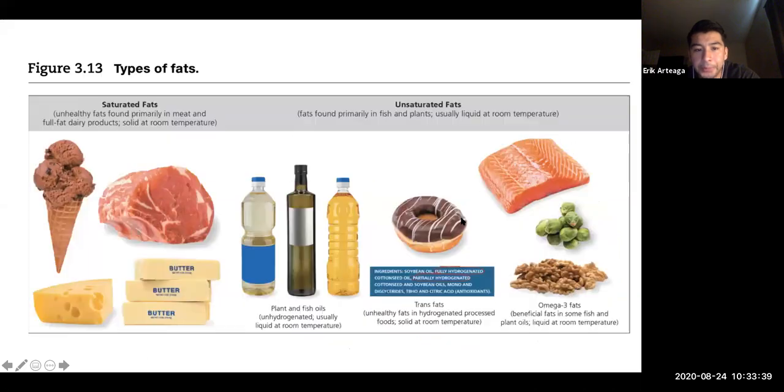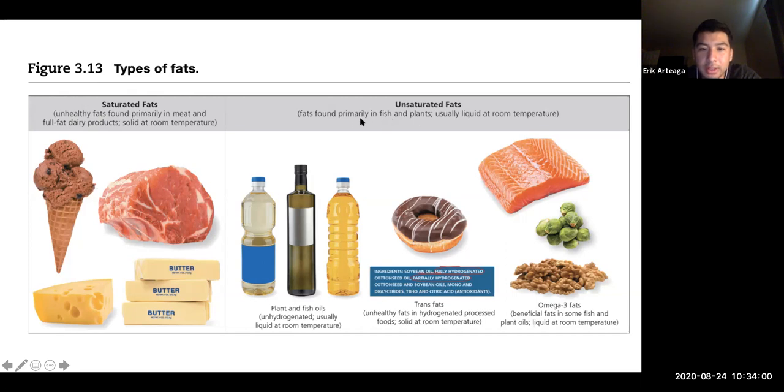Yeah. So here we have saturated fats, right? These are typically the unhealthy fats, but these are the good, like, tasting fats. So you have it in dairy products, beef, butter, cheese, right? These are all the things that we love to eat, but we probably shouldn't have too much of.